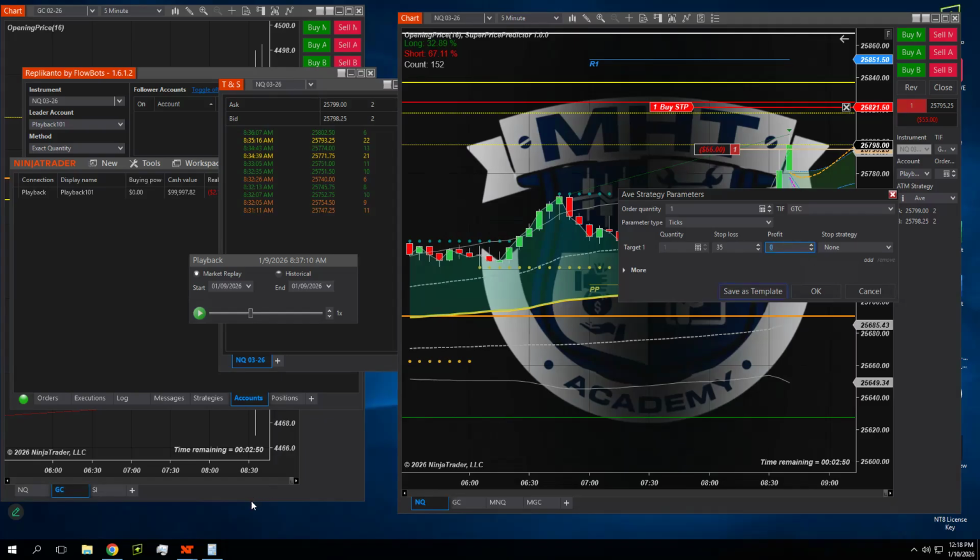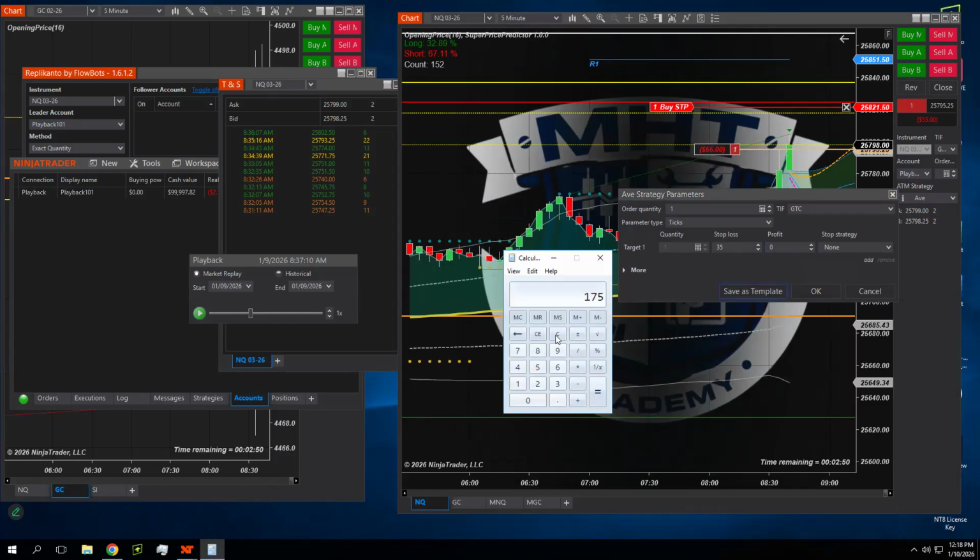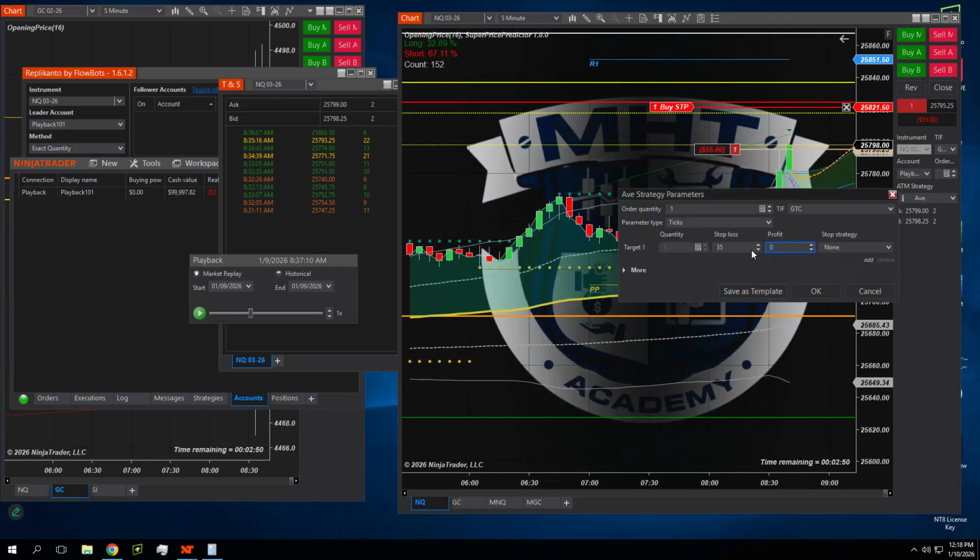And once you find your average, all you do is say, okay, my average is 350. 350 divided by $5 is 70 ticks. Boom, put that 70, or less. Don't try to make more than your average. If your average is 350, you're going to put that target at 70 or less.